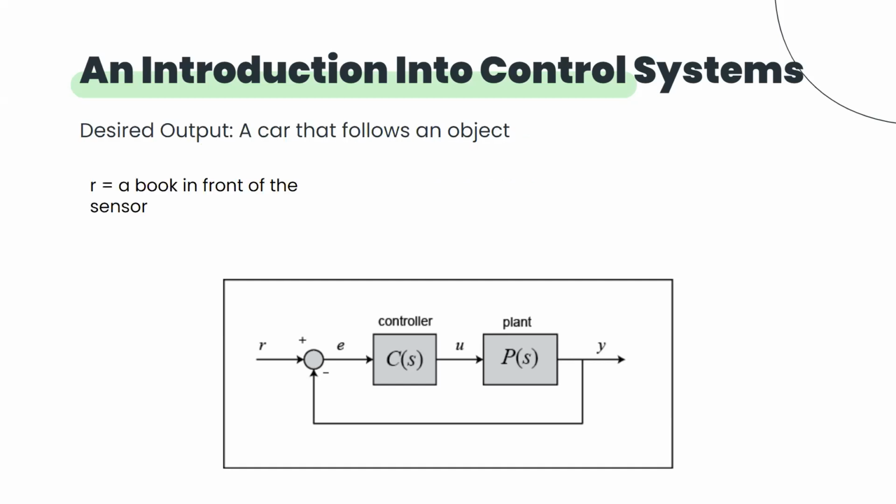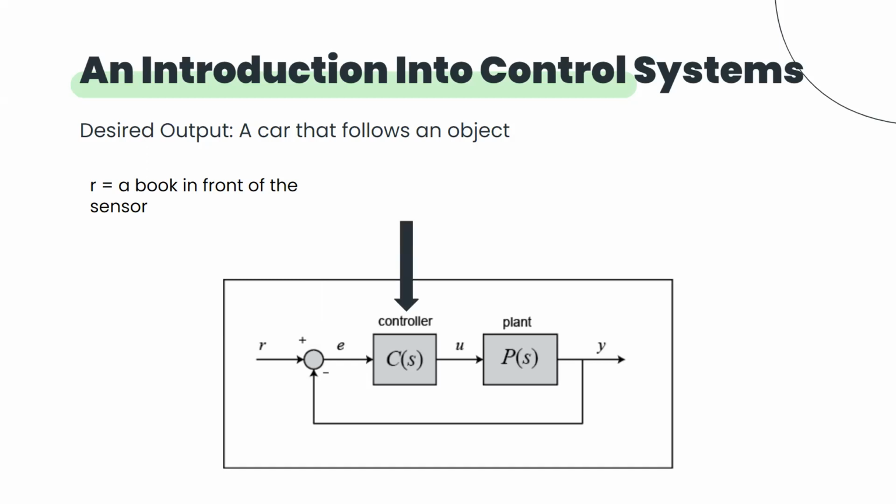So imagine we have a scenario where we built this car and we want it to follow an object. Let's say R is going to be our input. It's going to be like a book in front of the sensor or even a hand in front of the sensor. When we put our hand in front of the sensor, we enter right here into the system, which is essentially the beginning of the system. Again, R is our hand in front of the sensor.